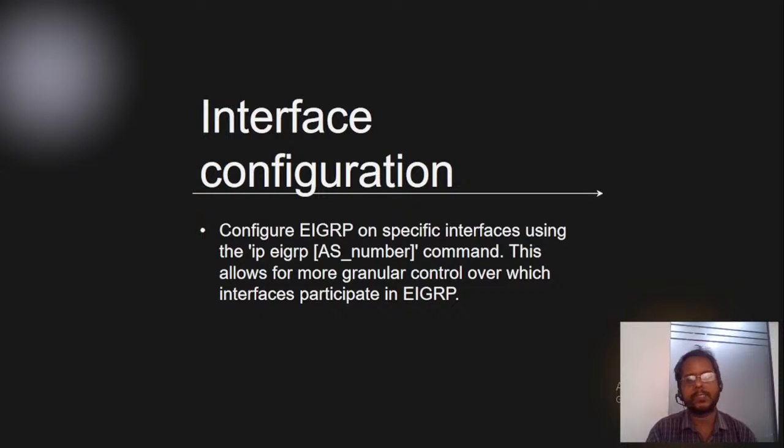Then, interface configuration: you can configure EIGRP on specific interfaces using the ip eigrp and AS number command. This you can also do like ip ospf. We can go to the specific interface and give the command ip ospf and, let's say, the process ID. So in this case also you can do ip eigrp and the AS number. That is an alternate approach, and this allows for more granular control over which interfaces participate in EIGRP. So for that interface you can give only this command, not the entire network.